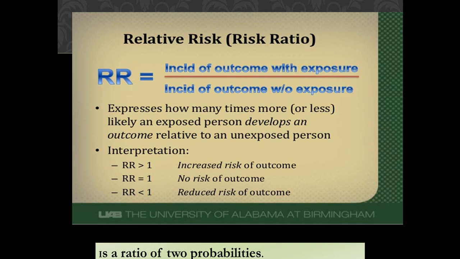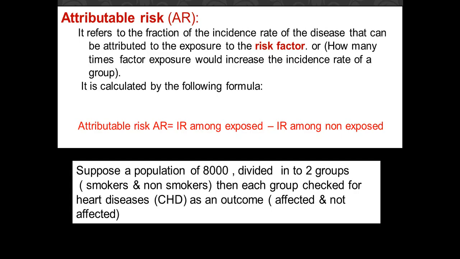While if it is equal to 1, there is no risk of outcome, and if it is less than 1, there is reduced risk of outcome. So relative risk ratio is a ratio of two probabilities. Either it is a cause or there is no causal relation.